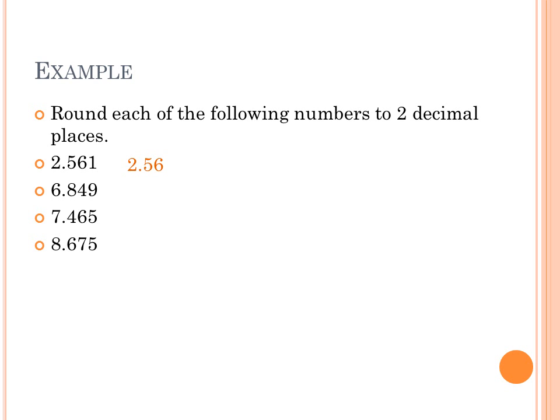2.561 would just be 2.56. 6.849 will round up to 6.85. 7.465, since the number is even, we'll round it down to 7.46. 8.675, since the number preceding it is odd, we'll round it up to 8.68.